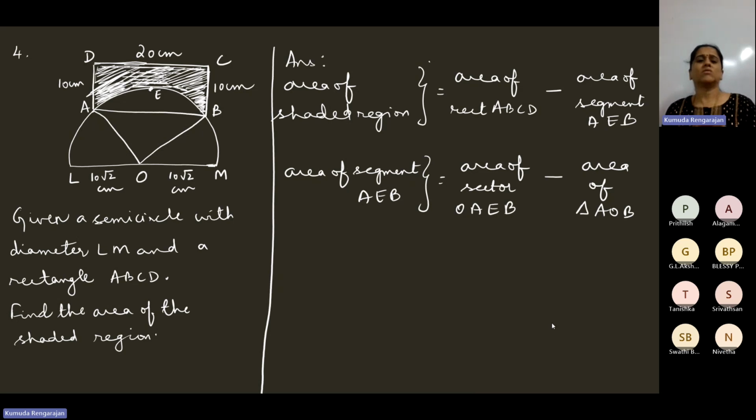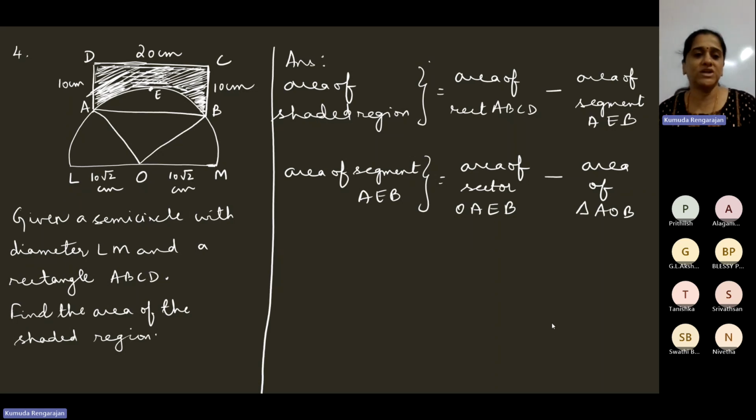Okay, so what are the different shapes you can see here? It's given there's a semicircle with LMS diameter. Then there's a rectangle ABCD. And then we also see a triangle AOB. And we also see a sector OAEB. Sector OAEB has 2 radii and 1 arc.